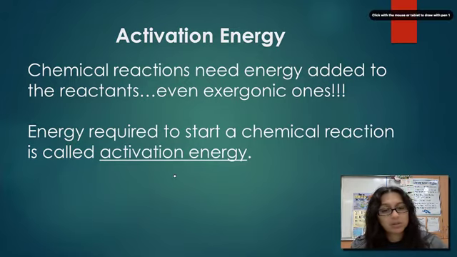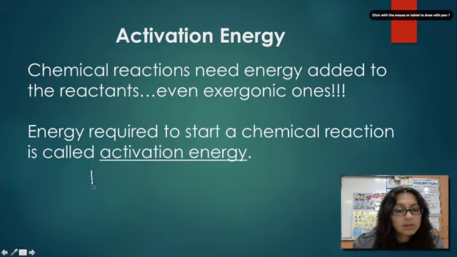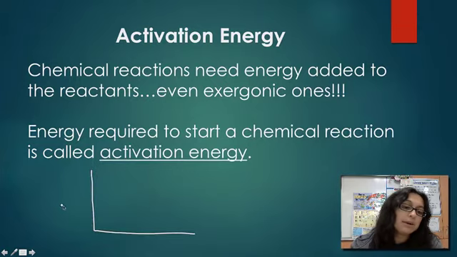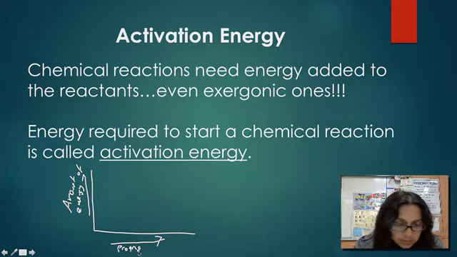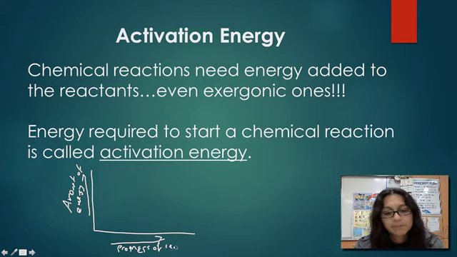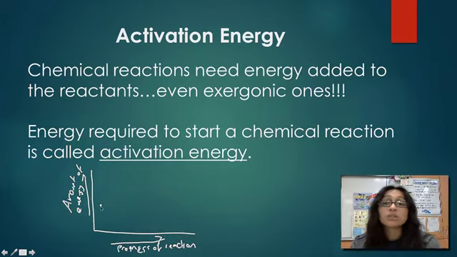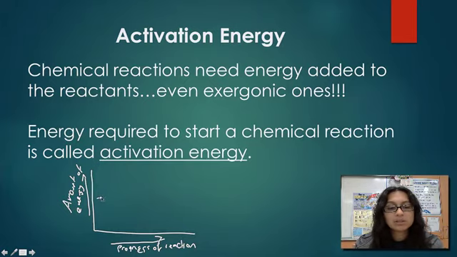So I'm going to draw a quick little graph down here. So if this is the amount of energy, and it increases as you go up, so more and more energy go that way, and this is the progress of the reaction. Okay. Let's say it's an exergonic reaction. So you're going to take the reactants, and it's going to be catabolic. You're going to break them apart, and you're going to release energy. So we'll say that the reactants start with this much energy here.